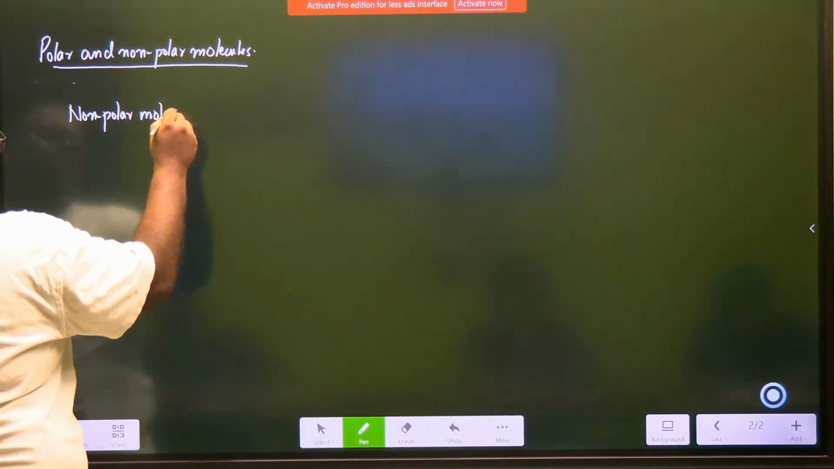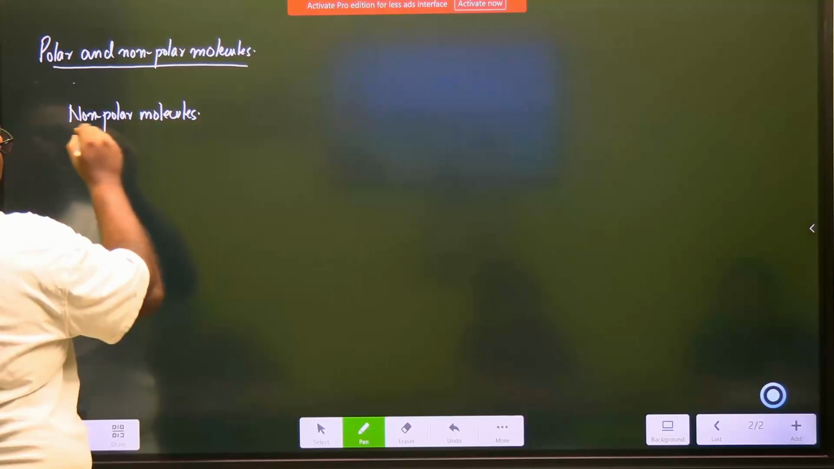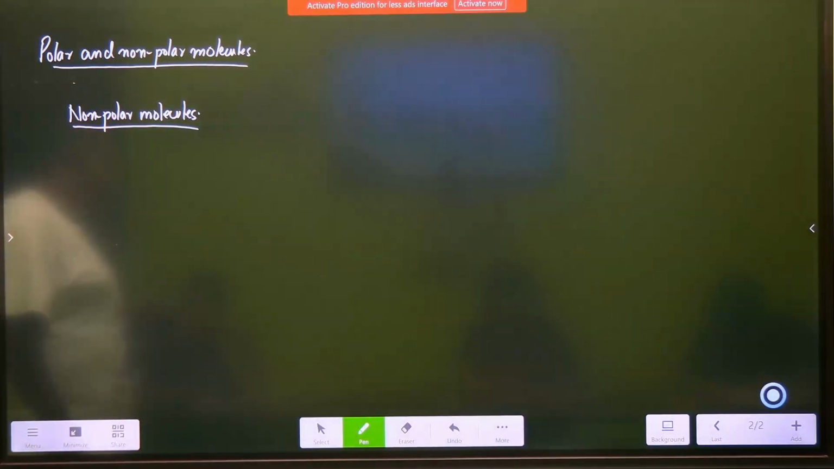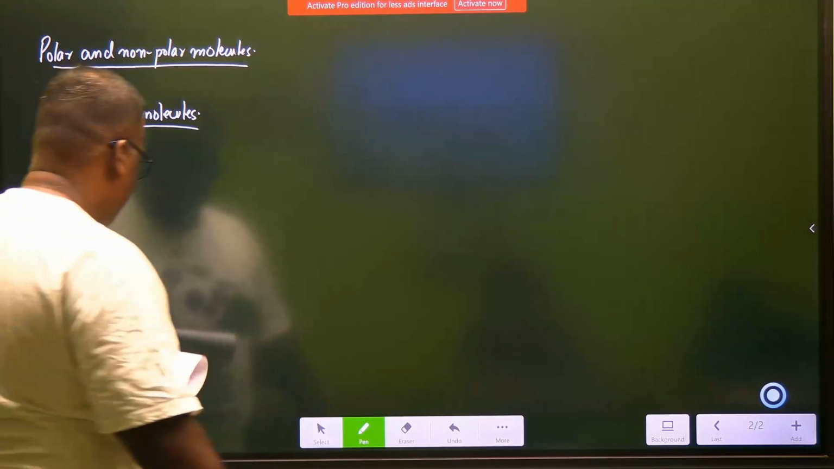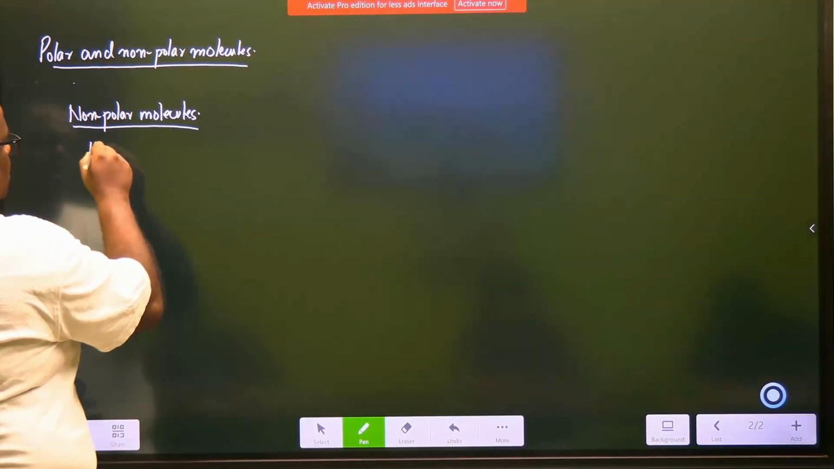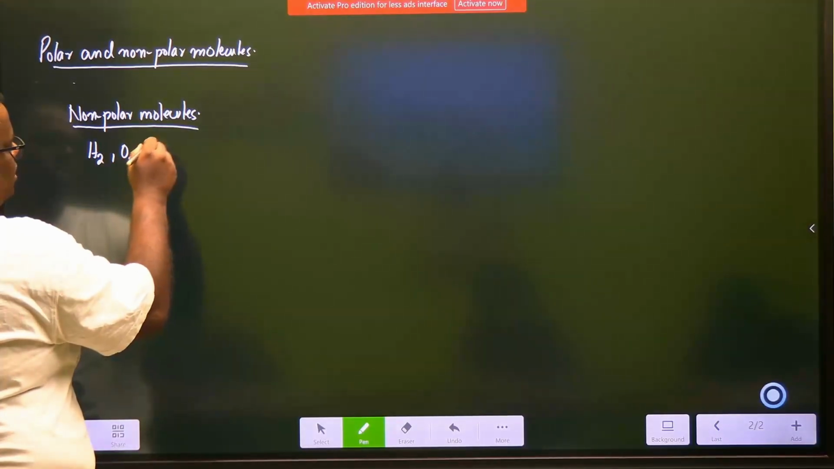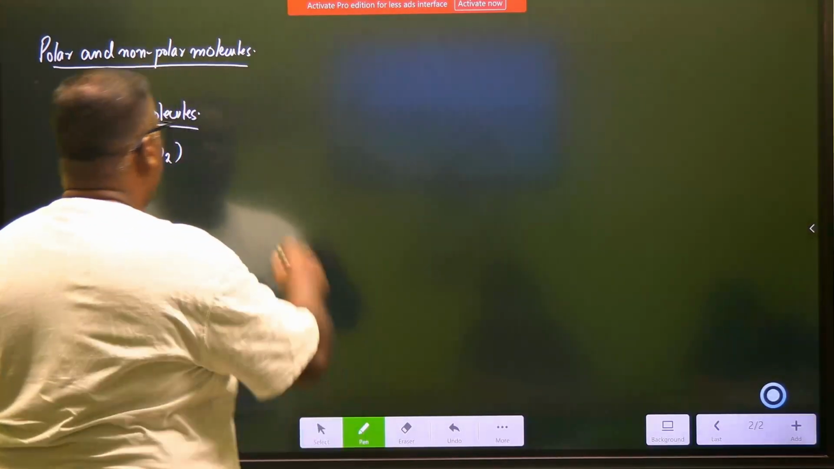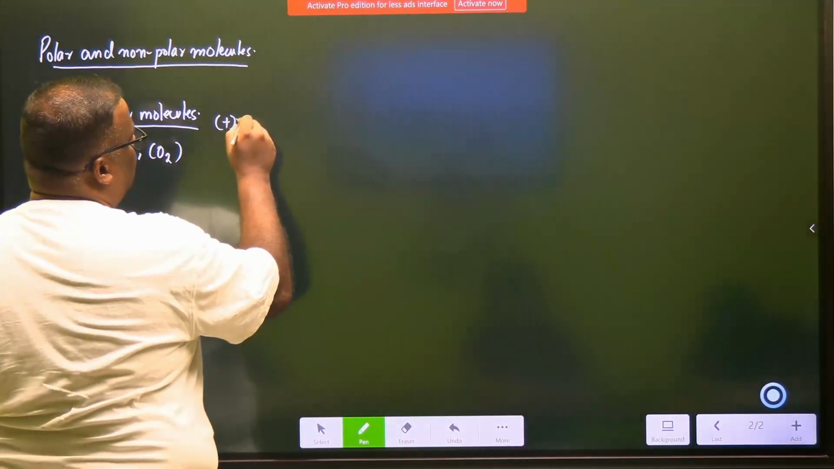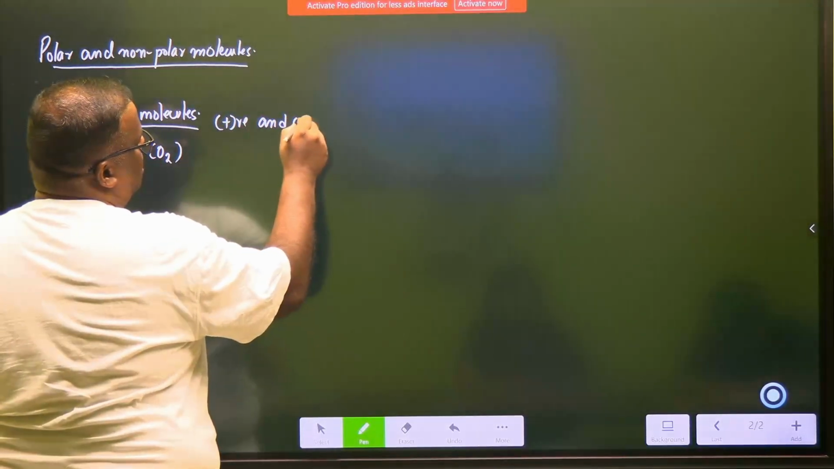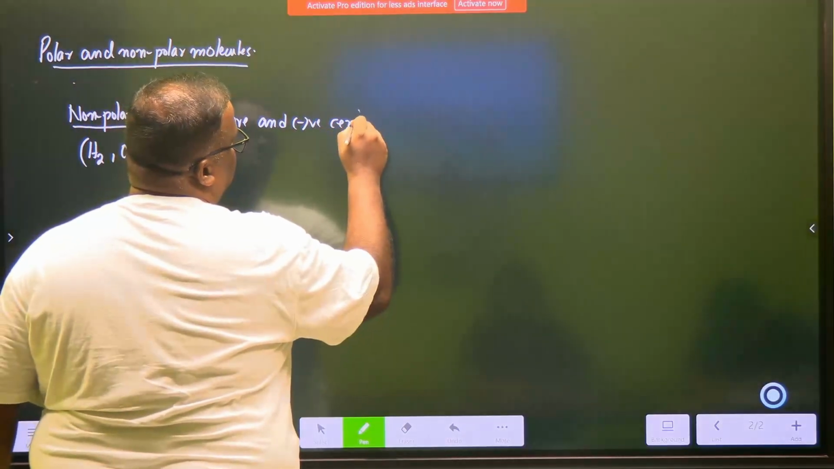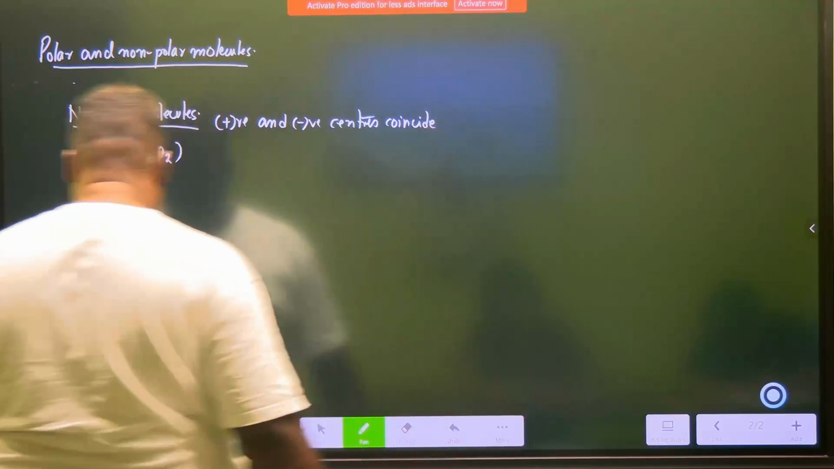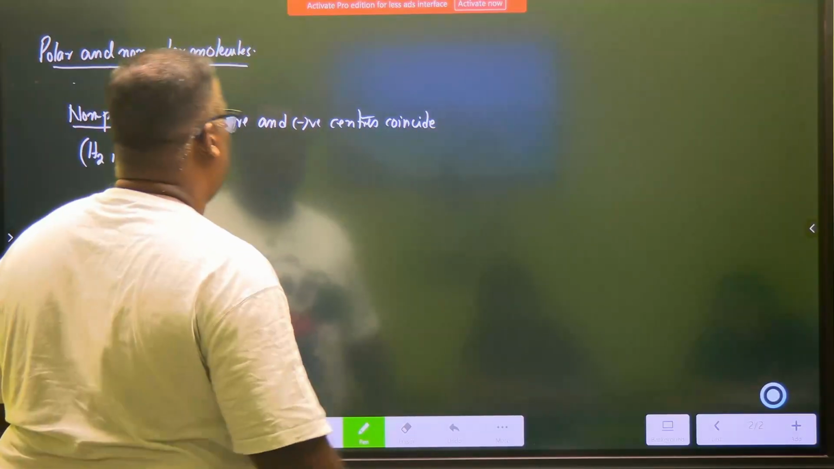So try to understand the story. You are studying dielectrics, and inside dielectrics, you are studying non-polar dielectrics now. Non-polar molecules. Non-polars are like hydrogen, oxygen molecule, carbon dioxide. These are all non-polar. In the case of non-polar, positive and negative centers coincide.